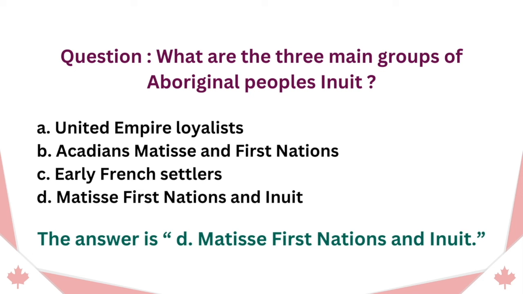Question. What are the three main groups of Aboriginal peoples? A. United Empire Loyalists. B. Acadians, Métis and First Nations. C. Early French Settlers. D. Métis, First Nations and Inuit. The answer is D. Métis, First Nations and Inuit.